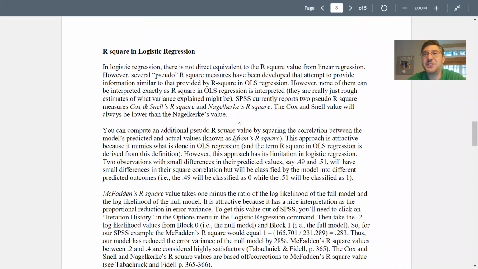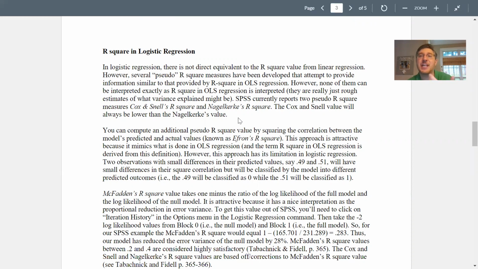So if that wasn't confusing enough, trying to get an estimate of variance explained in logistic regression is a complicated concept. There's no direct equivalent to R squared from linear regression in logistic regression.